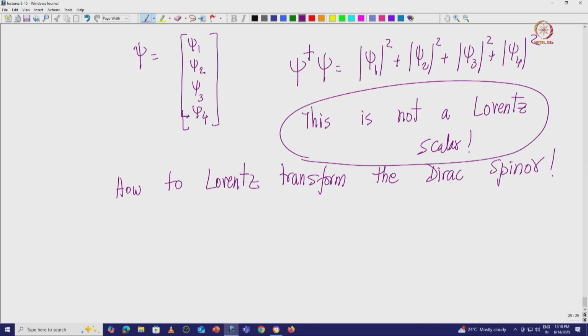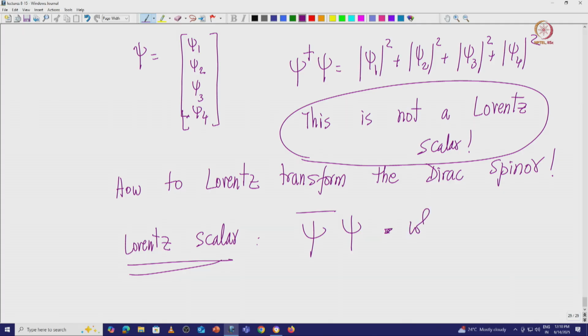So if you want to define probability, you need to define a Lorentz scalar. This Lorentz scalar is psi bar psi, where psi bar is equal to psi dagger gamma 0.